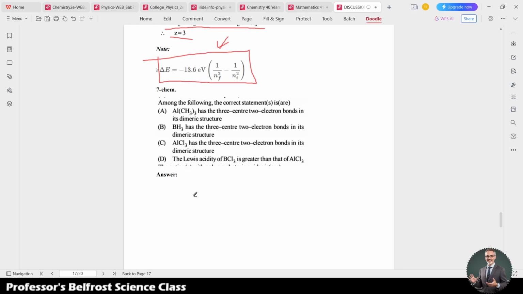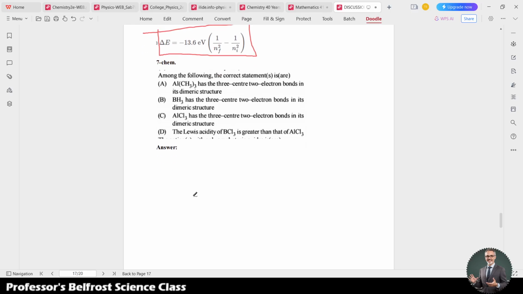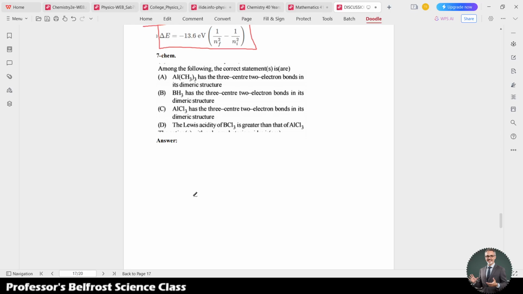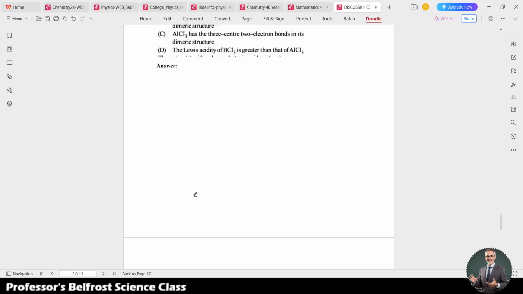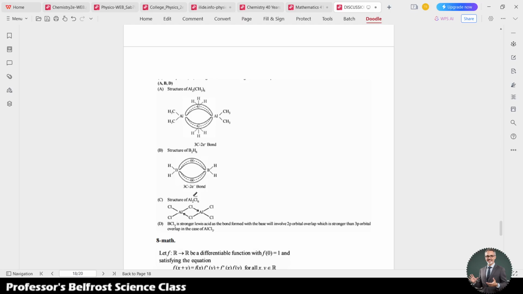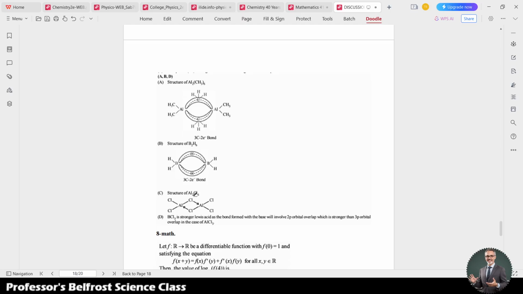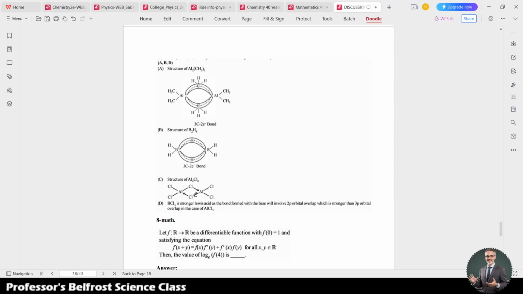Third problem, the chemistry problem. I want you to read it by yourself, because chemistry is sometimes a little difficult to explain. Yeah, so we have a pi bond here. There you can see the pi bond.